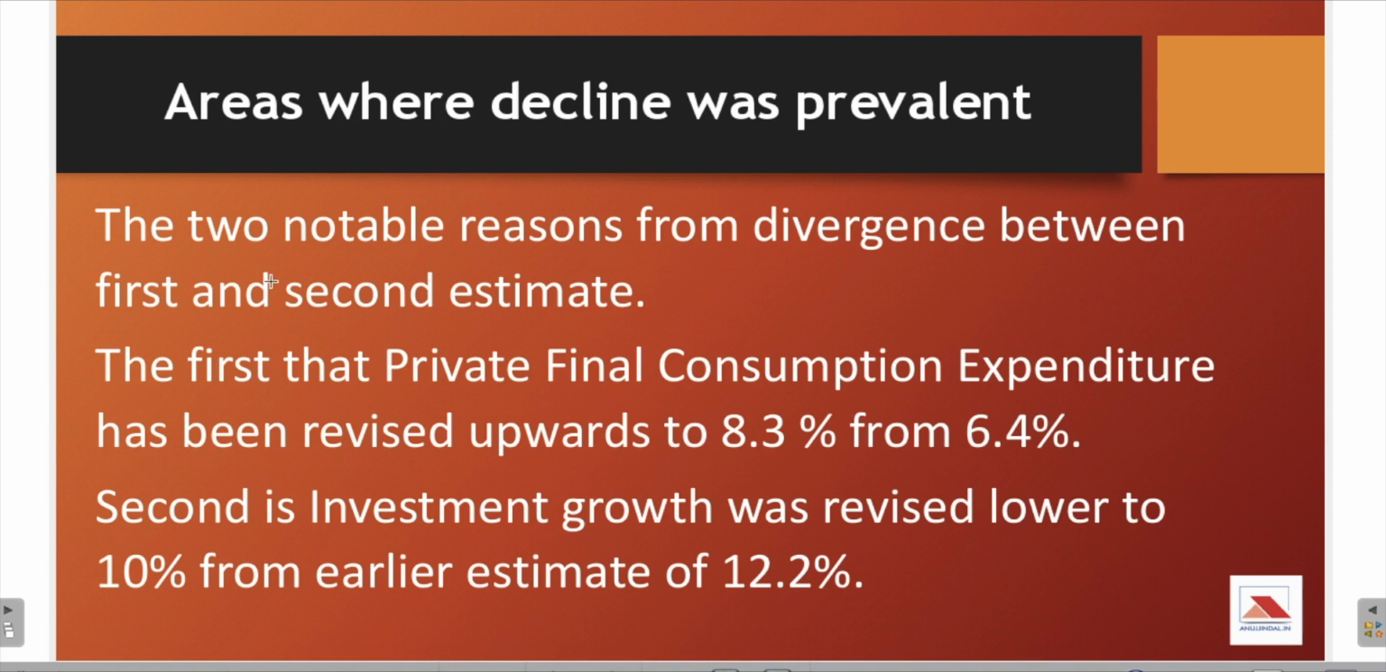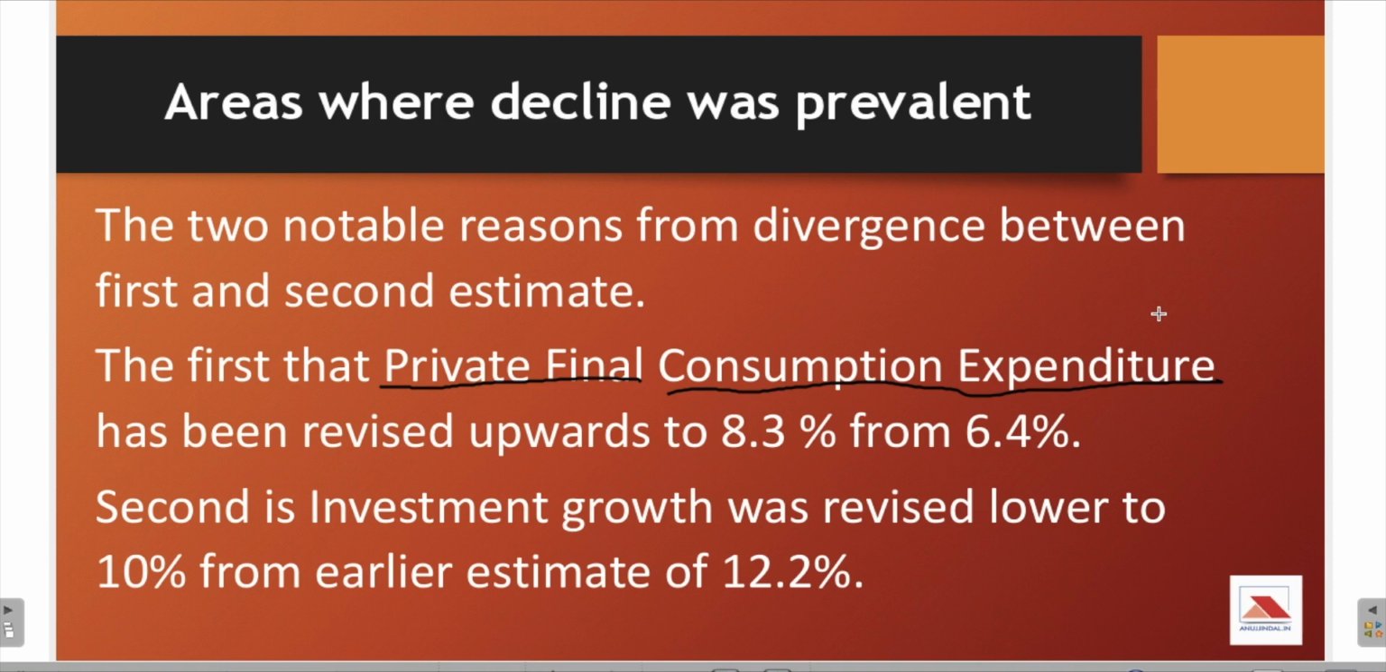There were two notable reasons for the divergence. By divergence, I mean the discrepancy between what actually was there and what was reported. There were two main reasons behind that. First is the private final consumption expenditure. This term was there in the question of the day also. Private final consumption expenditure is basically the final consumption expenditure of households and non-profit institutions serving households.